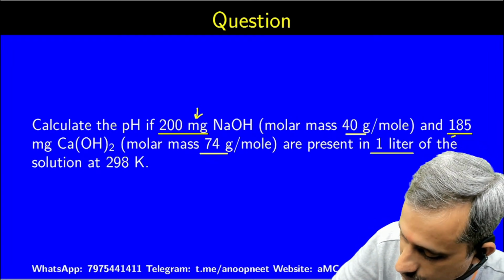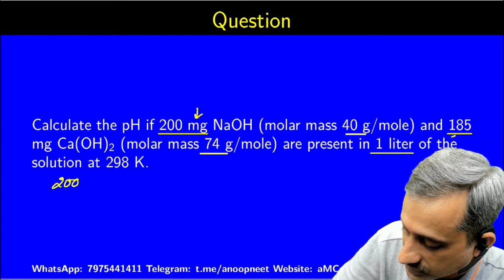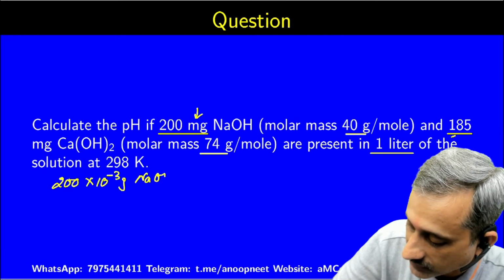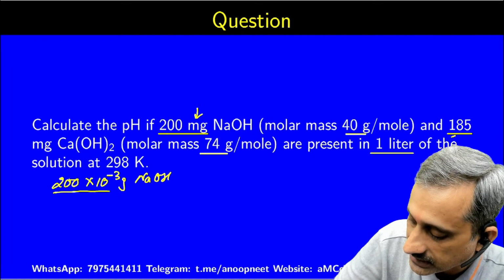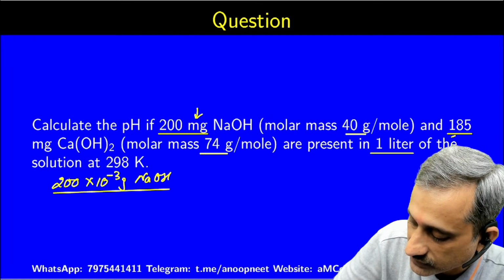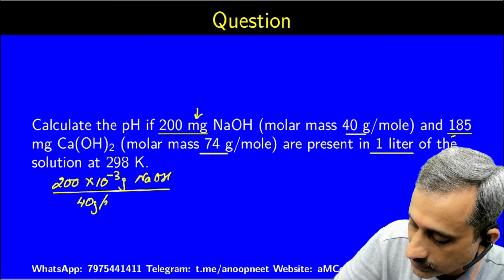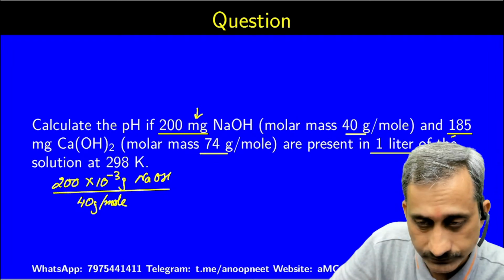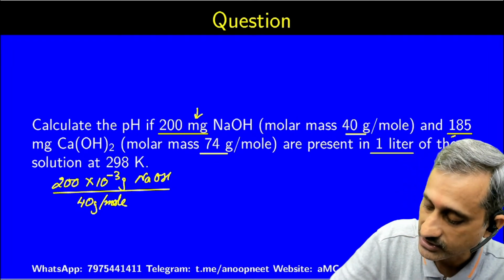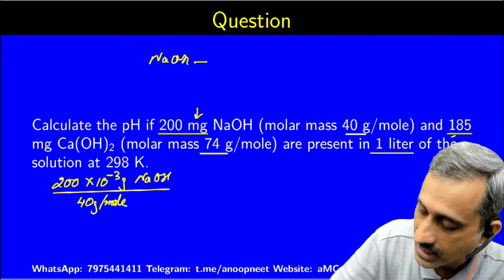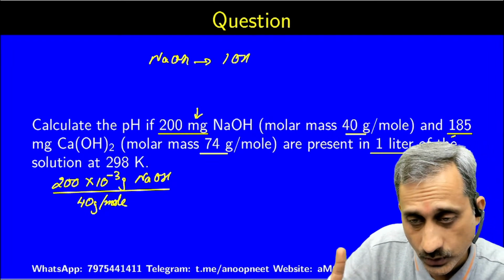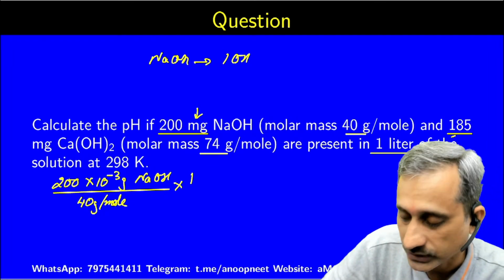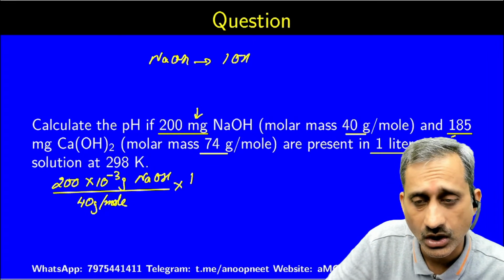देखो हमारे पास है 200 milligrams of sodium hydroxide. 200 into 10 raised to power minus 3 grams of sodium hydroxide we have. अगर हमें इसके मोल्स निकालने हैं तो मोल्स निकालने के लिए we just need to divide it by 40 ग्राम पर मोल. So that is going to give us moles of sodium hydroxide. Clear? Each sodium hydroxide has one OH. एक OH है sodium hydroxide में. So moles of hydroxide ion will be equal to that into 1. So that is the moles of hydroxide ion.